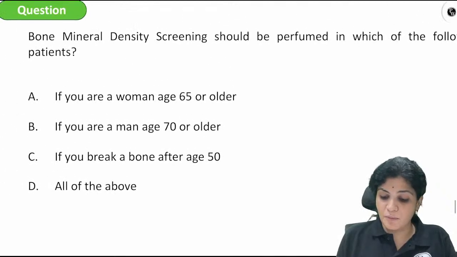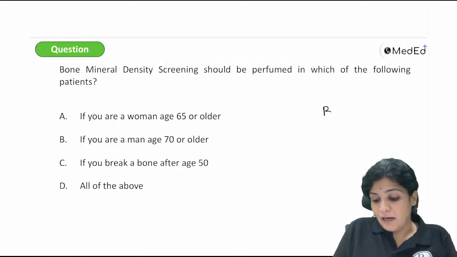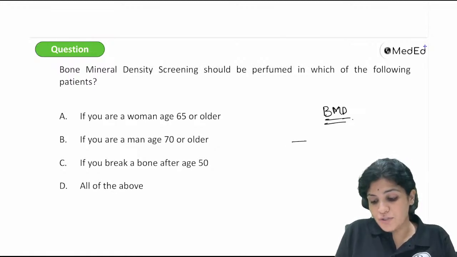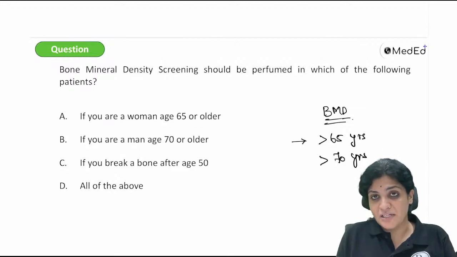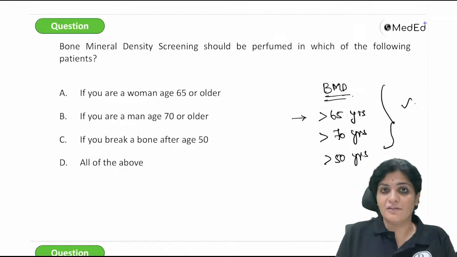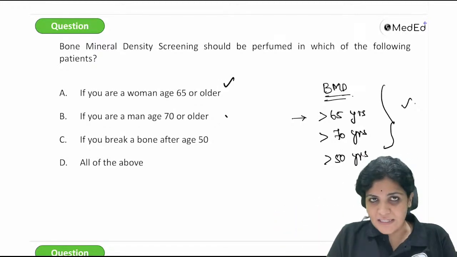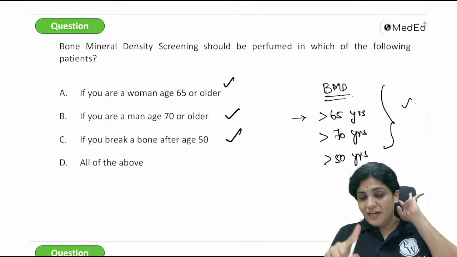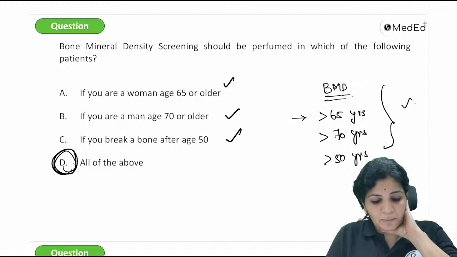Then, bone mineral density screening should be performed in which of the following patients? So we already know that BMD is nothing but the test for osteoporosis, used in certain patients. Usually it is done in women more than 65 years of age and men more than 70 years of age. But if these patients have any risk of fall, or any fractures at more than 50 years, BMD is also recommended. The screening is given for certain patients. Understood? So the answer is all of the above.